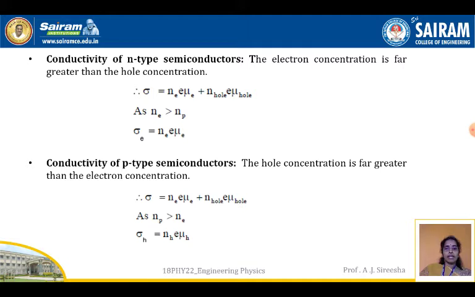Conductivity of a p-type semiconductor: the hole concentration is far greater than the electron concentration. So here we have Ne e mu e plus Nh e mu h. Here the number of holes is more, therefore in a p-type, Nh is greater than Ne, so sigma is equal to Nh e mu h. Here in an n-type semiconductor conductivity is because of electrons, and in a p-type semiconductor the majority carriers are holes. So conductivity in an n-type semiconductor is because of electrons, and conductivity in a p-type semiconductor is because of the holes.